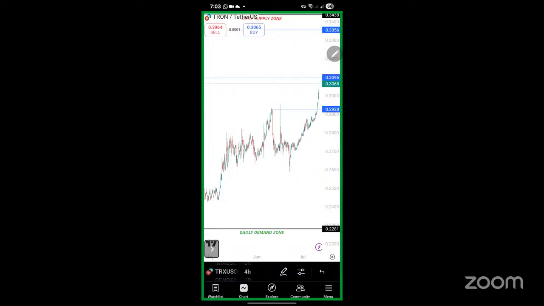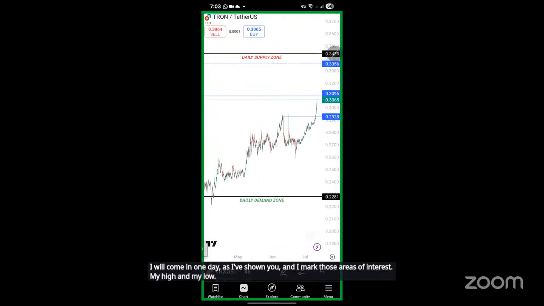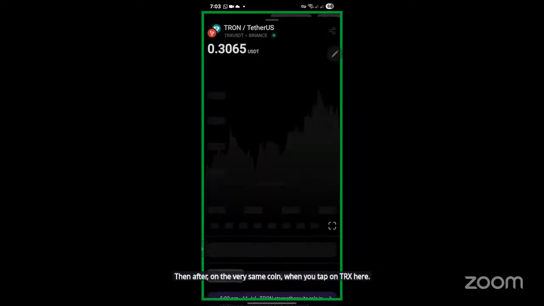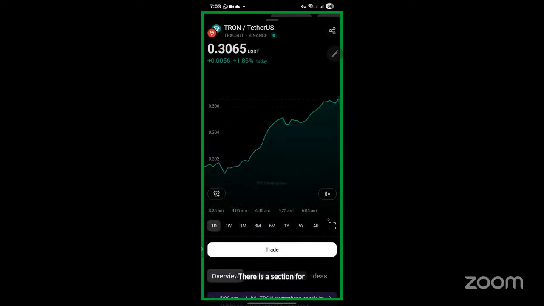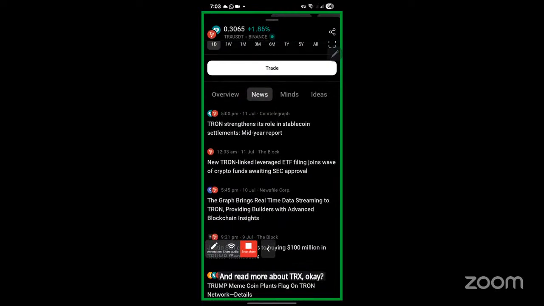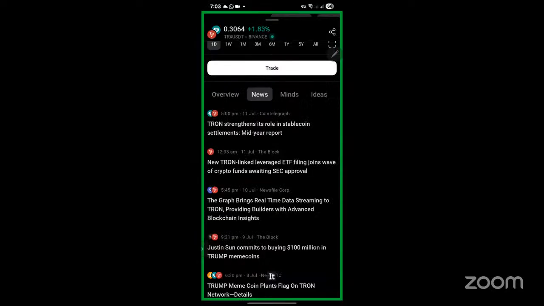I will come to one day as I've shown you, and I mark those areas of interest, my high and my low. Then after, on the very same coin, when you tap on TRX here, there is a section for news. Tap here and read more about TRX, okay? Strengthens its role in stablecoin settlements, media report. And this news comes on 11th July. That was yesterday. That's why it has been building.